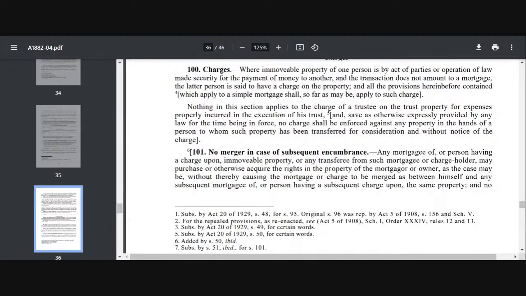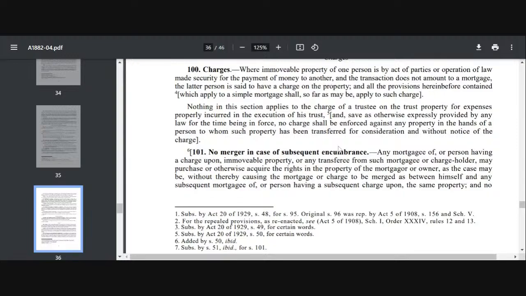A charge is something which is not a mortgage, and it has a very thin difference. So in every mortgage there is a charge, but a charge is not a mortgage. Remember this. So the difference between charge and mortgage is important to read. And charges are of two kinds. It is created either by act of parties or by operation of law, right? And 102 talks about the service or tender on this.